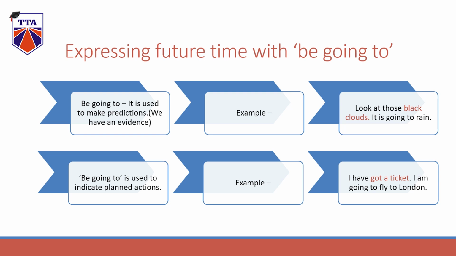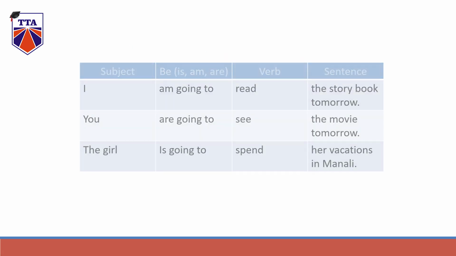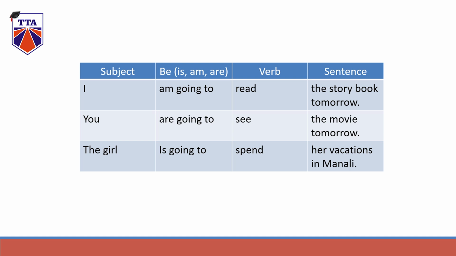Let us see what the structure of be going to is. To form the future with be going to, use is, am, are, then going to, and then the base form of the verb. Let us see how this structure is used to form sentences. On the screen you can see that there are 4 columns: the subject, be, which indicates is, am, are, then the main verb, and then the remaining sentence. So let us see how be going to is used in sentences.